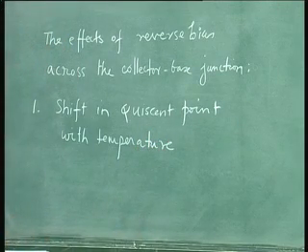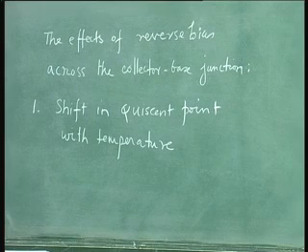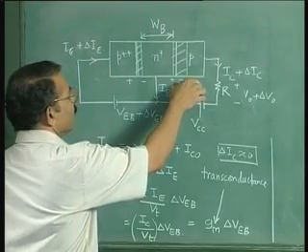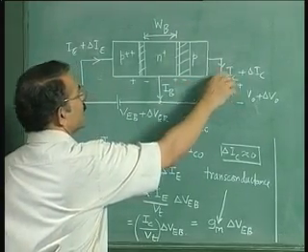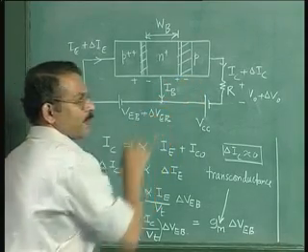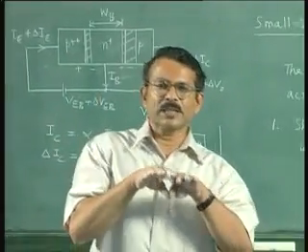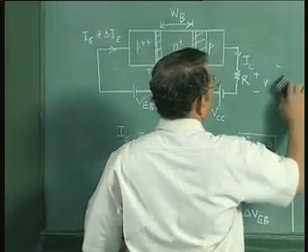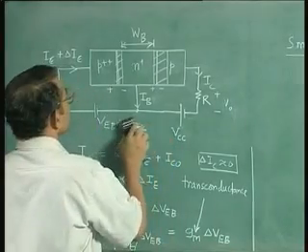So I want to emphasize what is meant by the quiescent point. The quiescent point means the collector current and the collector base voltage when there is no signal. So when there is no disturbance, quiescent means calm. So this means the condition when there is no delta VEB.